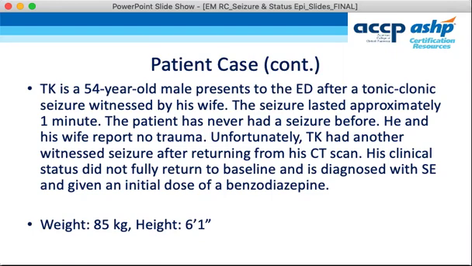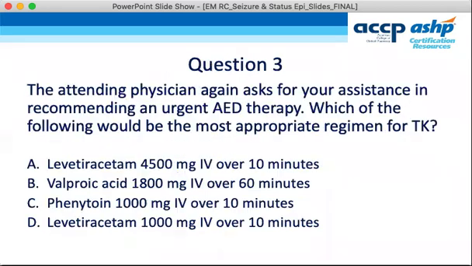Unfortunately, TK had another witnessed seizure after returning from a CT scan. His clinical status did not fully return to baseline, and he is diagnosed with status epilepticus. And he was given an initial dose of a benzodiazepine. Recall his weight of 85 kilos and a height of 6'1". It's a rare situation where we actually know their height and weight. So looking at question 3, the attending physician again asked for your assistance in recommending an urgent antiepileptic therapy. Which of the following would be the most appropriate for TK?